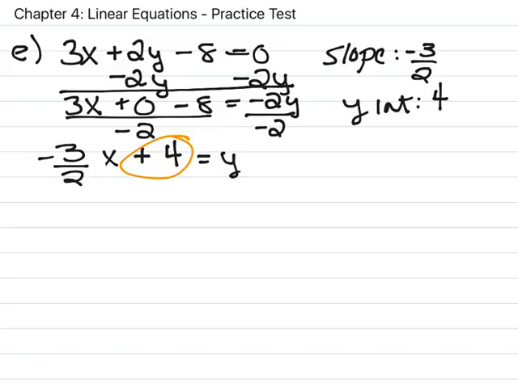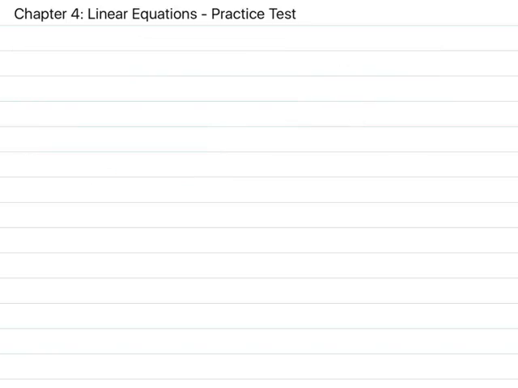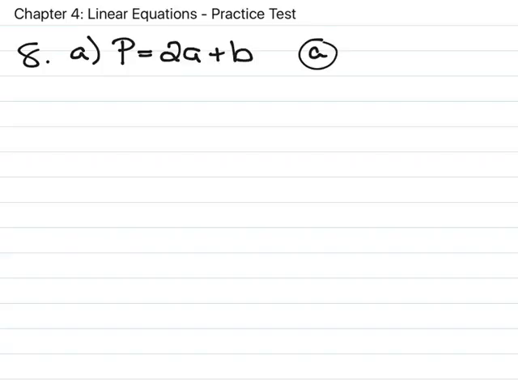Perfect. On to question 8. For 8, we are rearranging each formula to solve for the variable indicated. So 8a, we have p equals 2a plus b, and we are solving for a.